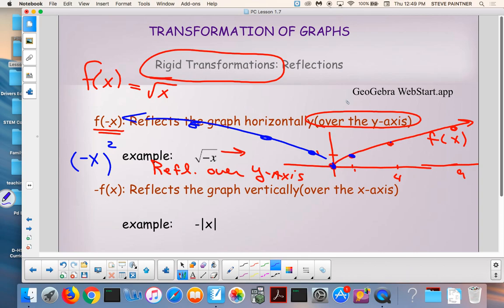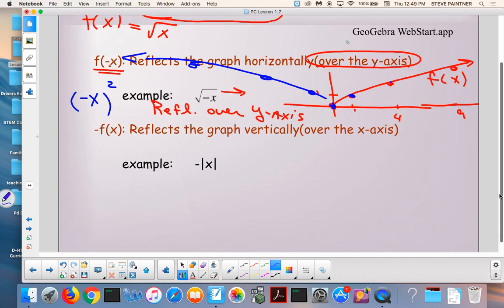Okay? So you see this right here? Isn't that your parent? The absolute value of x. Now when they stick the negative in front of your function, now it's a reflection over x. Okay? So let me come down. What does that do? Reflects over what? Reflects over the x-axis.